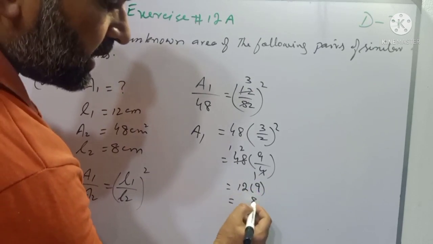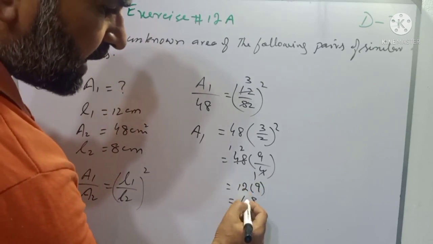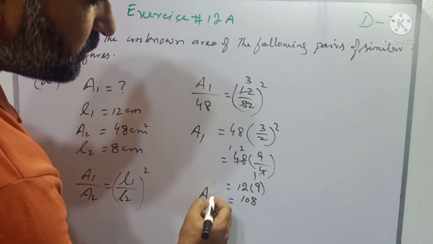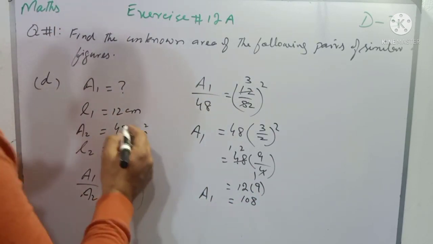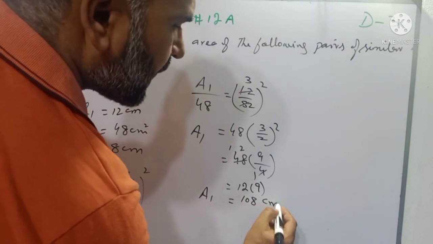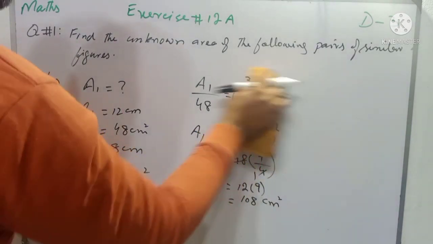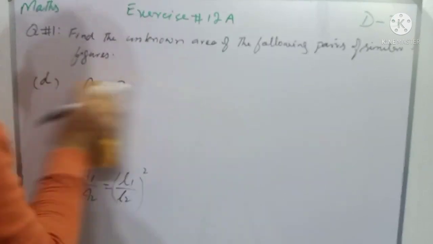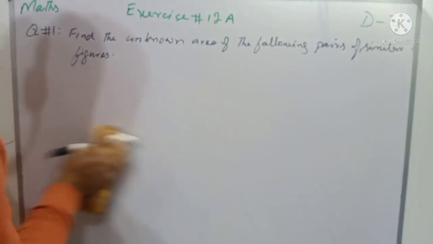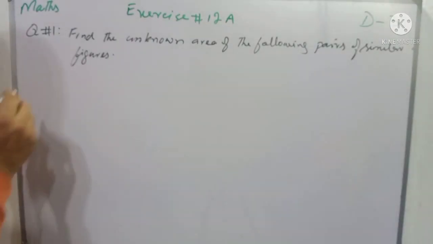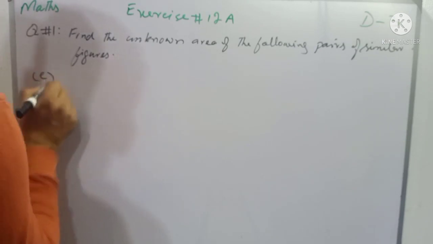9 2s are 18 and 1 carry, 9 1s are 9 and 1 is 10. So area of first figure is 108 centimeter square. And students, it is D part of question number 1. Now I am going to solve E part of the same question, and students, E part.